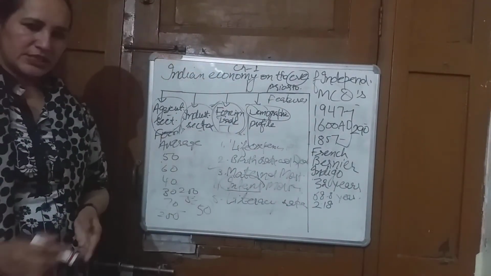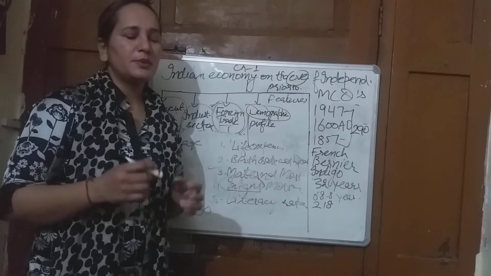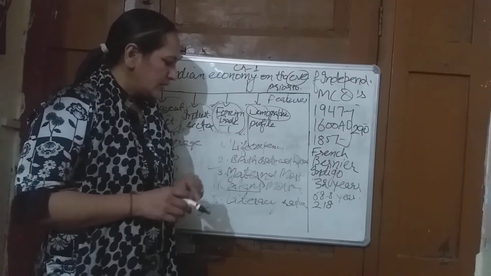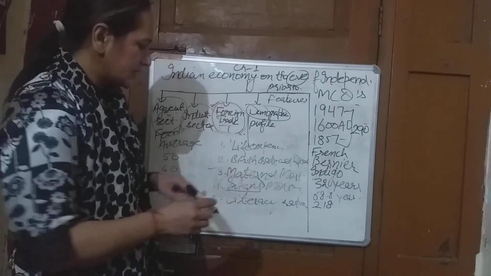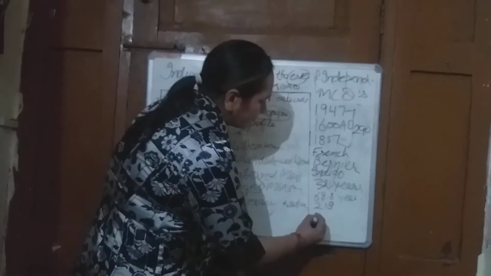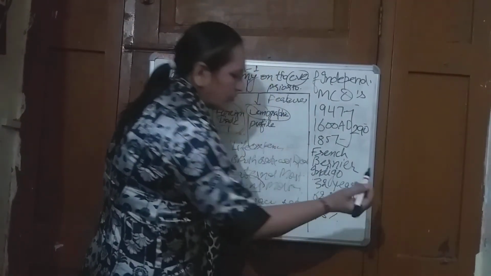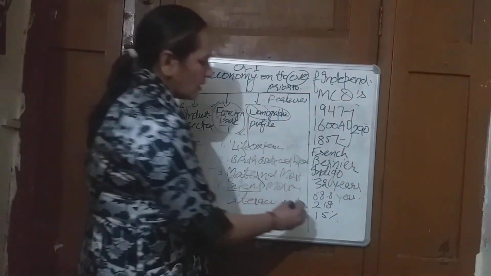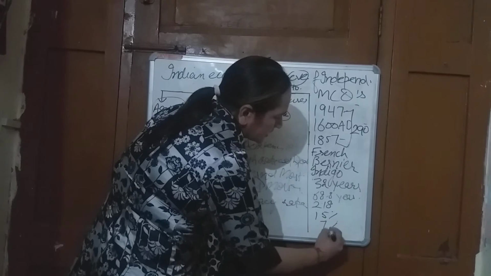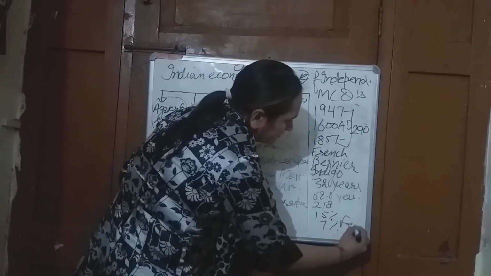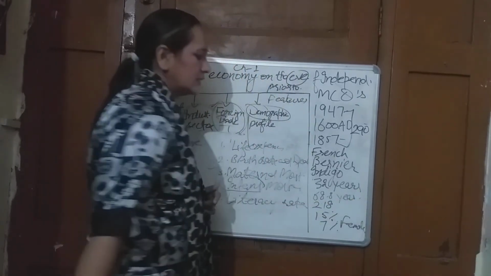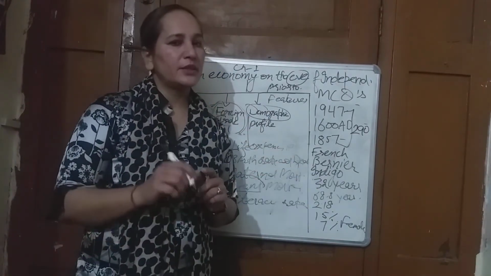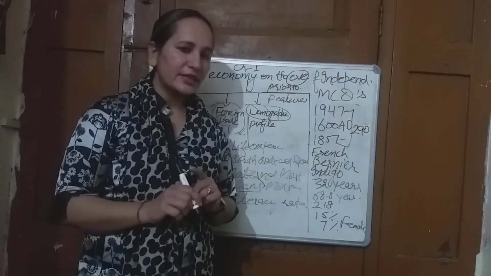Next is literacy rate. Literacy rate means the people who are able to read and write in a country. At that time in our country, it was 15% overall, among male and female. And in case of female, it was 7%. It shows that out of 100, only 7 women were able to read and write.